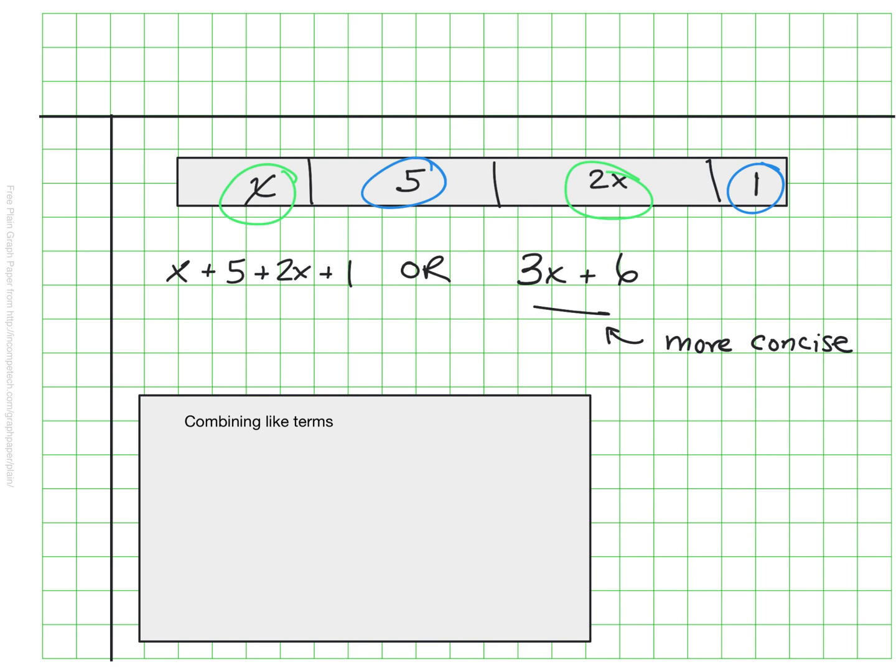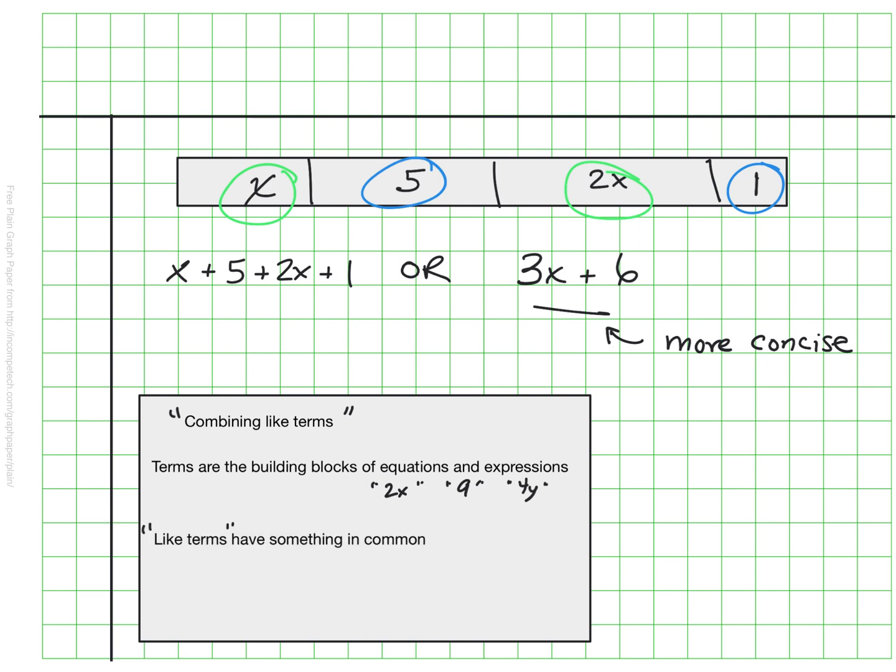You'll often hear me or other people calling this combining like terms. And remember, terms are the building blocks of equations, inequalities, and expressions, things like 2x or 9 or 4y. Those are all terms that get put together to create an equation or an expression or an inequality. When things are like terms, it means they have something in common. Most often that means they have the same variable. Of course, terms that don't have any variable at all could also have something in common, which might make them like terms.